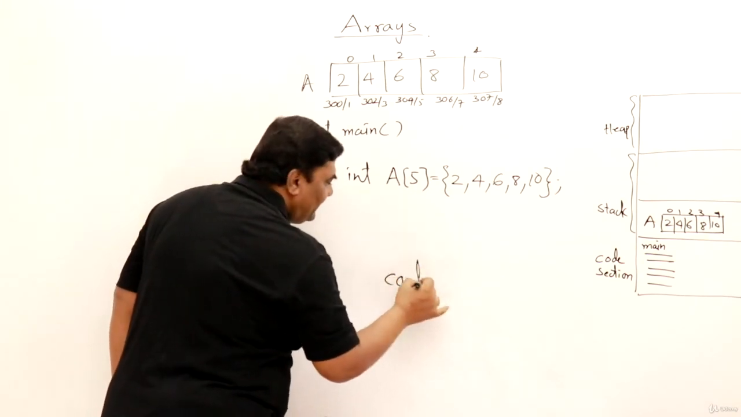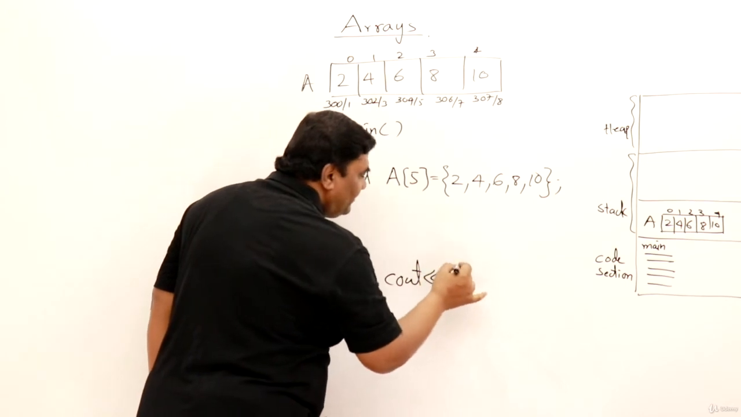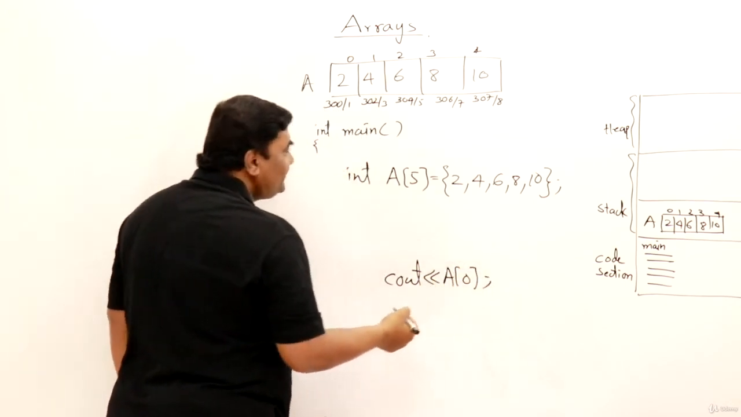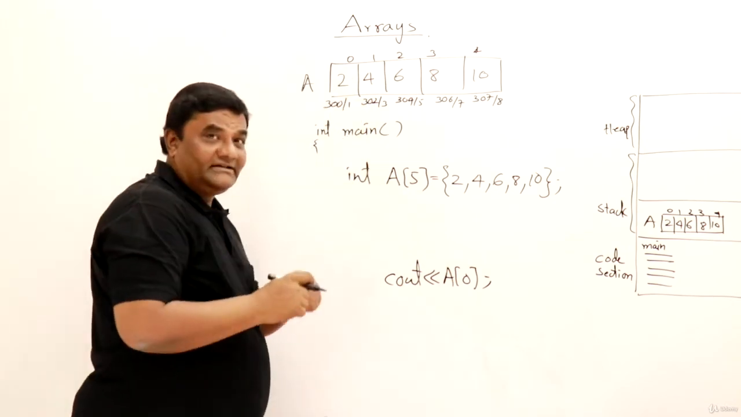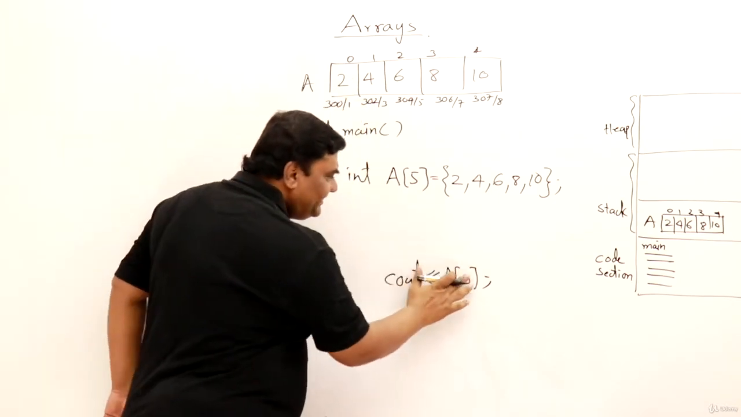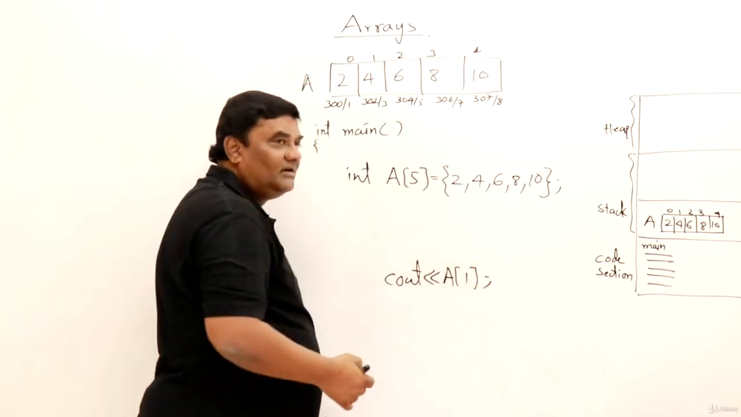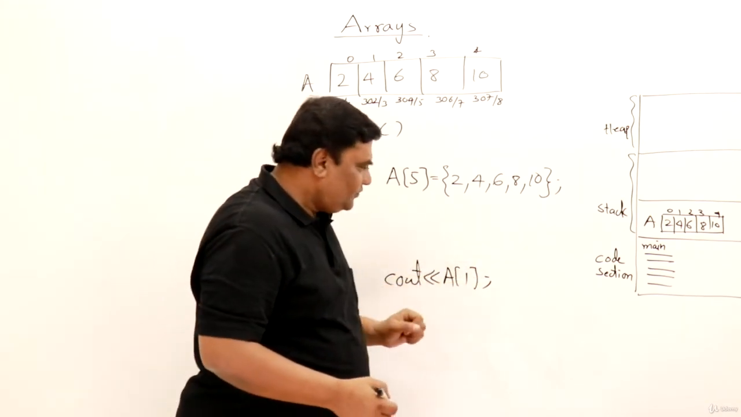I will say cout A of 0. Which value will be printed? Just the first value will be printed. 2. Like that I want to print the next value. So it should be A of 1. The next value, it should be A of 2.